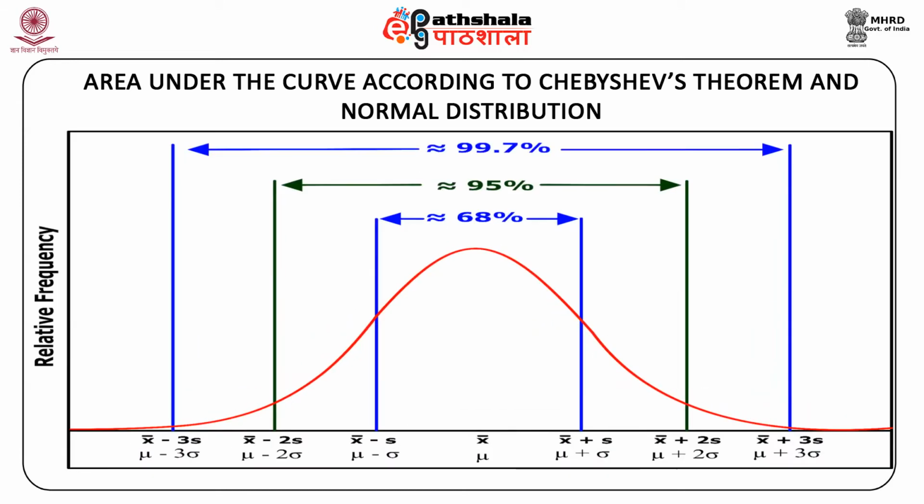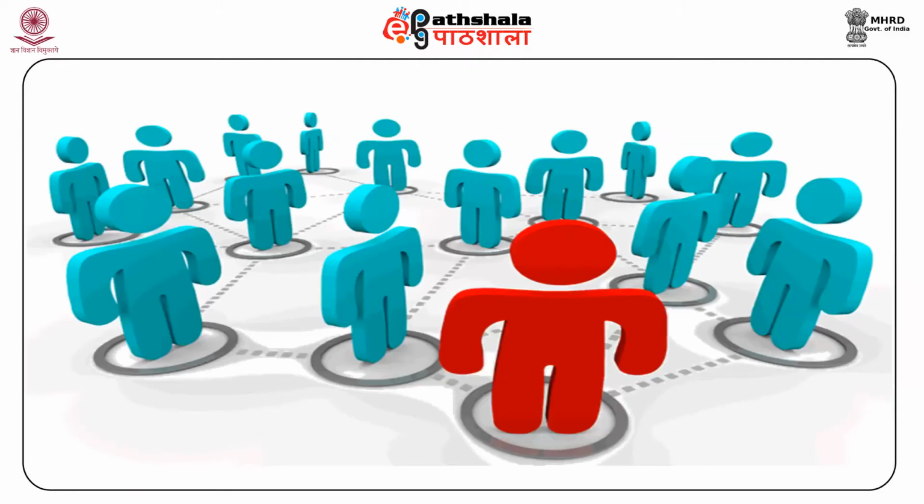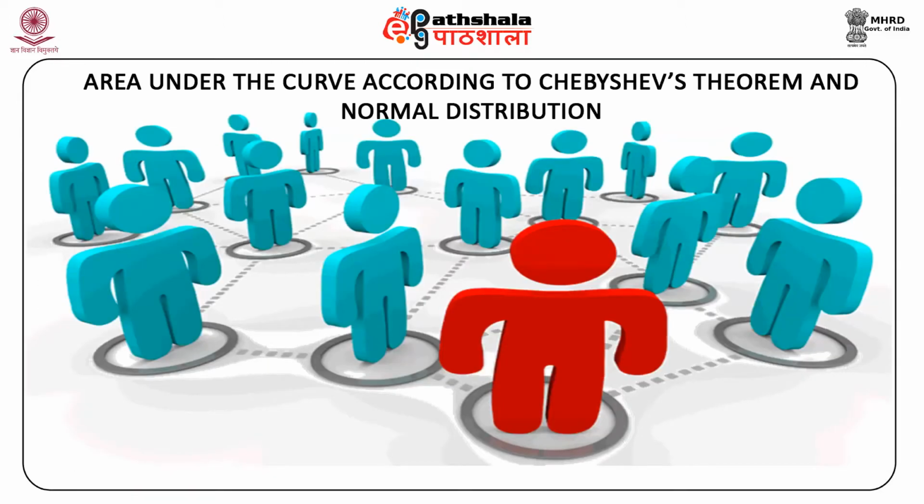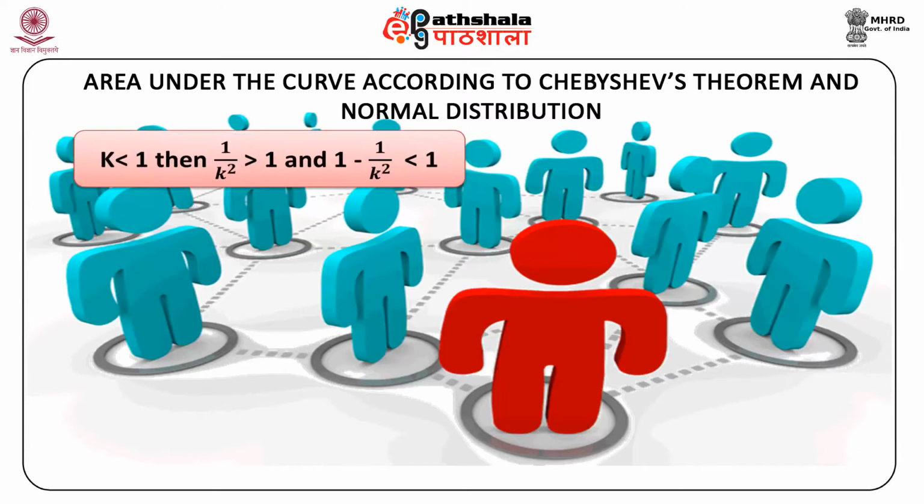Figure 2 explains for 2 and 3 standard deviations when data is normally distributed. When the Chebyshev theorem is relegated to situations where the form of distribution does not matter or is unknown, its results are usually weak. Further, when k is less than 1, then 1 upon k square is greater than 1 and 1 minus 1 upon k square is less than 1.